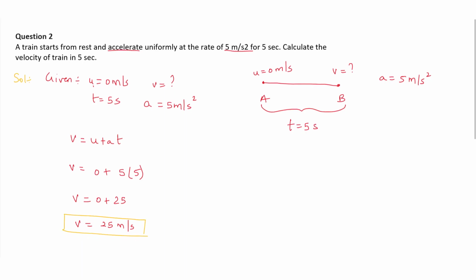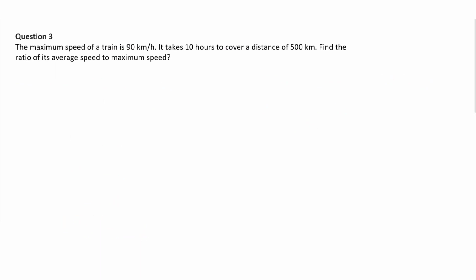Now let's do a third question. Here's a third question. The maximum speed of a train is 90 km per hour. It takes 10 hours to cover a distance of 500 km. Find the ratio of its average speed to maximum speed. Okay.